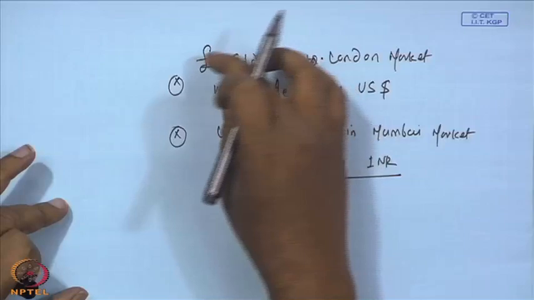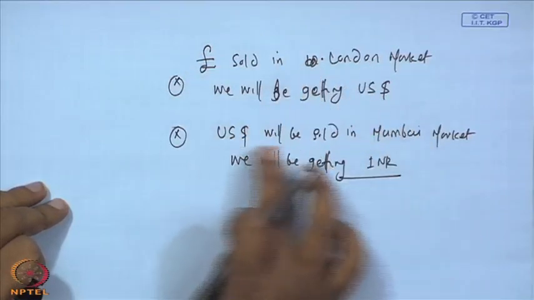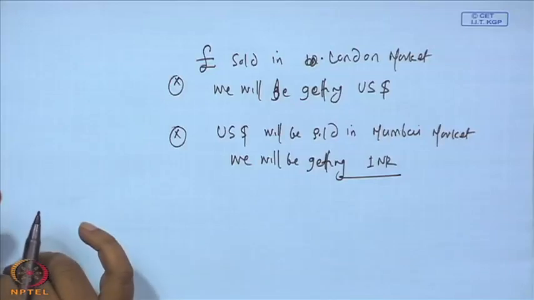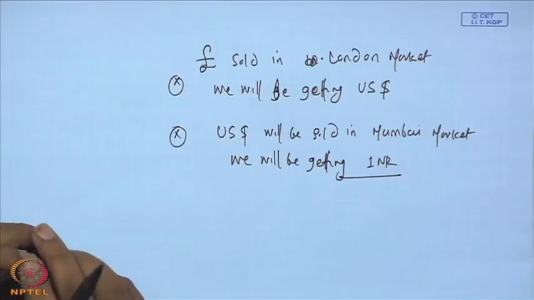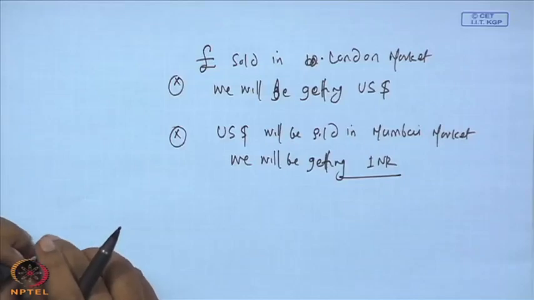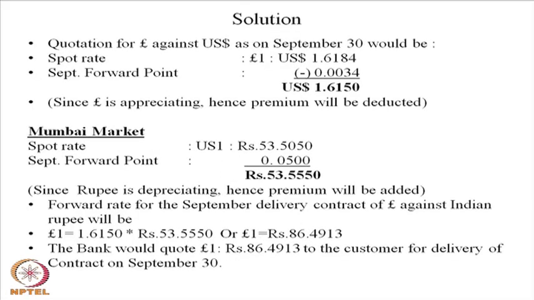Here, from pound sterling to dollar there is a forward rate, and from dollar to Indian rupee there is a forward rate. So, on both sides you have to estimate the forward rate, and finally, you have to quote the conversion of pound sterling to Indian rupee. So, this is the way of doing the problem. Now, how do you proceed? You have to proceed in a systematic way. First, you have to sell pound sterling in the London market.